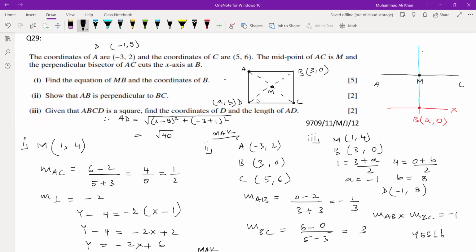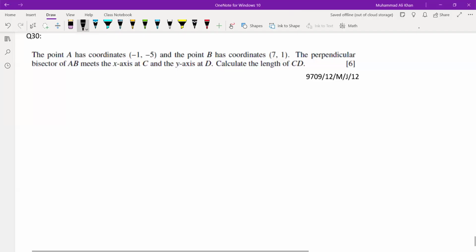Are you clear? Any confusion? Hopefully no. Now question number 30. It is 970912 May June 12. And the question is, the points A and B have coordinates. The perpendicular bisector of AB meets the x-axis and y-axis at C and D. Calculate the length of CD.